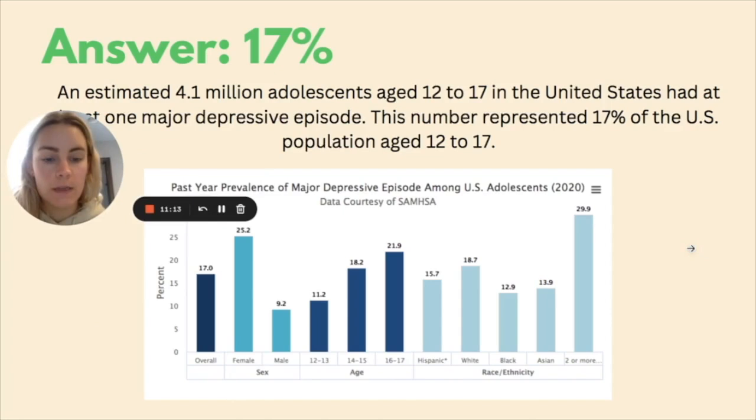Here you can see that the race and ethnicity ratings for depression are not too different, with Hispanic 15.7%, white 18.7%, Black 12.9%, and Asian 13.9%. I will say that there can be things that are not taken into account in certain studies that give these percentages, such as mental health care unfortunately not being available in some communities as much as other communities.